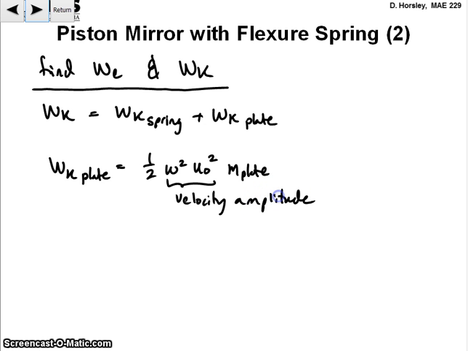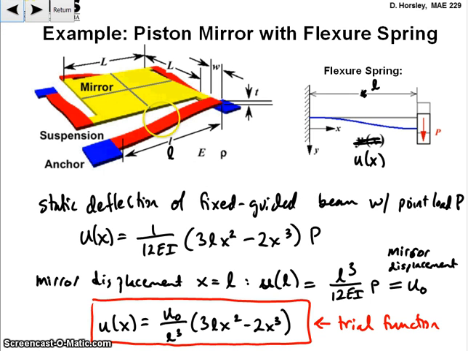When we do these calculations, the velocity is the frequency times the displacement, and so the velocity amplitude squared. Okay, so this is 1/2 mv squared. And the mass of the plate here, if we look at the plate, it's got length big L, and it's got thickness T to it.